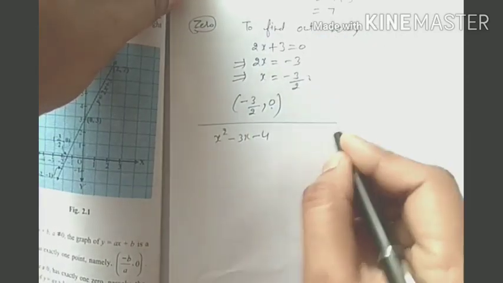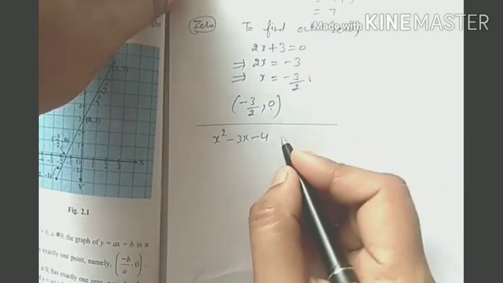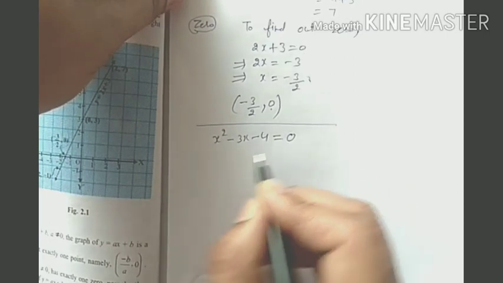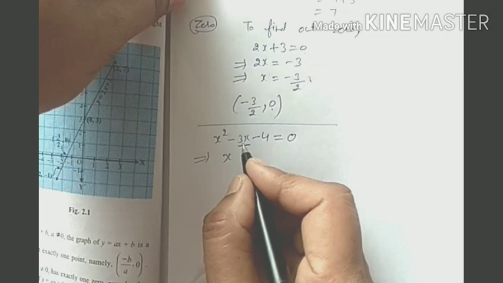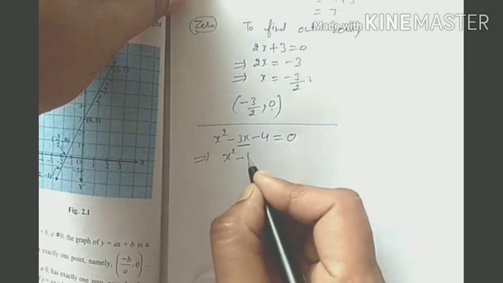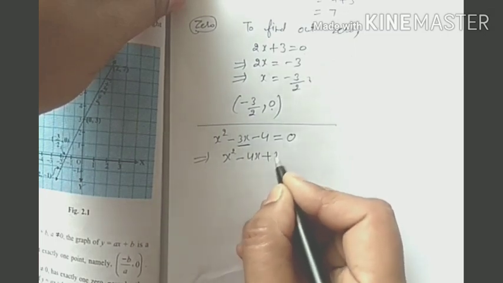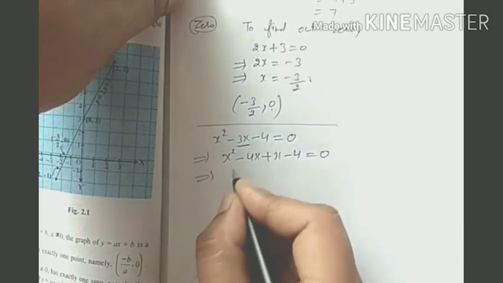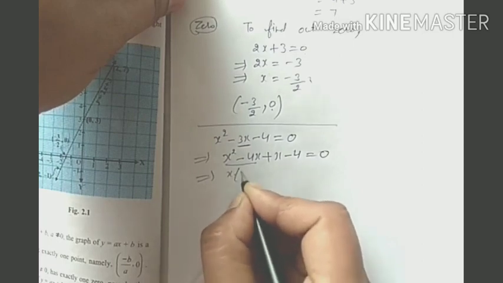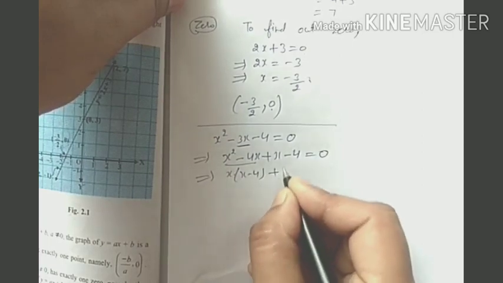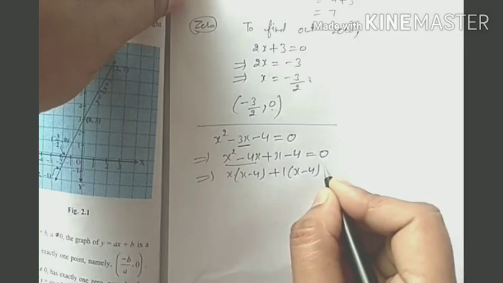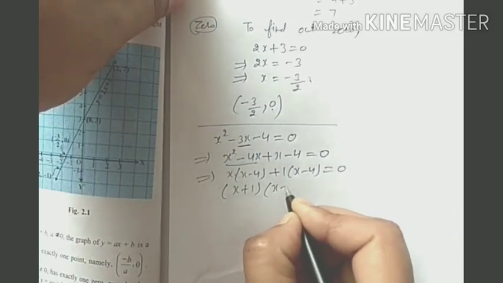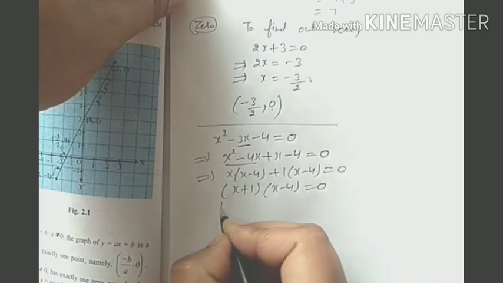Our polynomial is x square minus 3x minus 4. To find the zeros, we have to keep it equal to 0. Now split the middle term. x square minus 4x plus x minus 4 is equal to 0. Now take x common from here. x into x minus 4 plus 1 into x minus 4 is equal to 0. x plus 1 into x minus 4 is equal to 0.